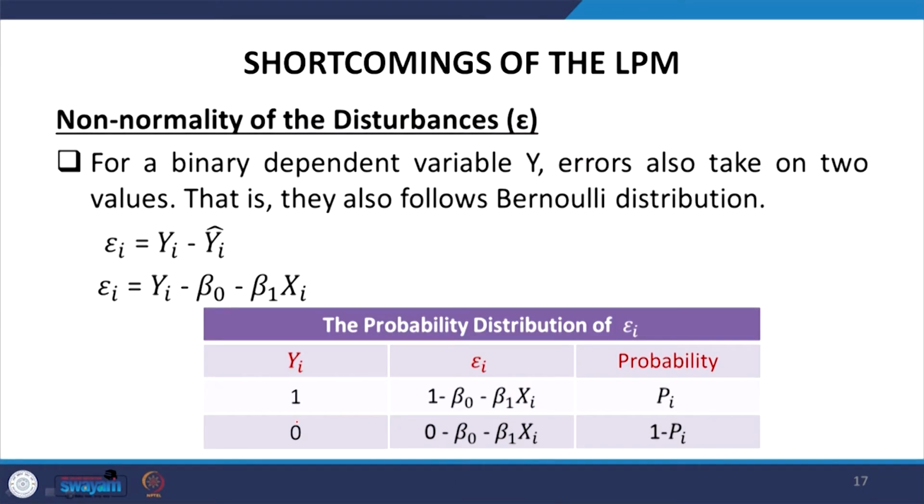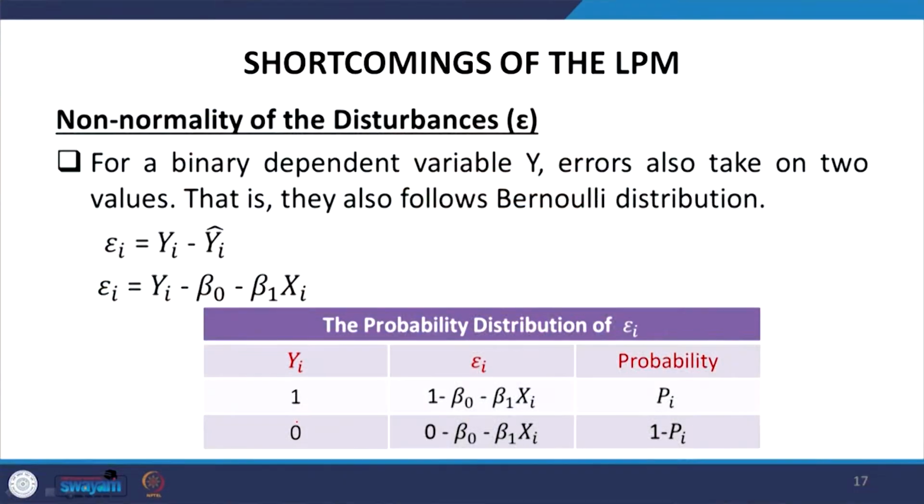Now, what are the shortcomings of the LPM? After covering the theoretical mathematical background of the LPM model, we are going to mention some shortcomings of this model. Why is LPM not a good model so far as binary choice variables, that is, qualitative dependent variables, are concerned?